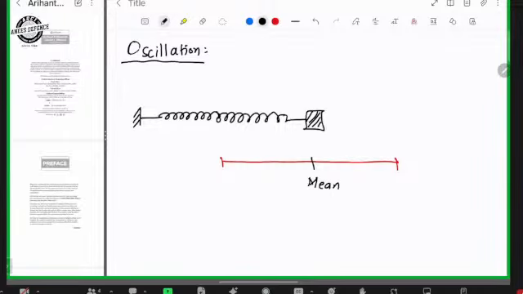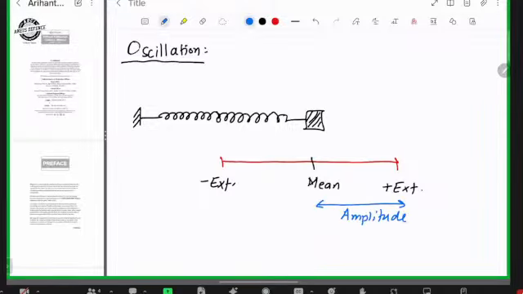Now if I stretch the block and release it, due to the spring it will oscillate to and fro. This position is called the positive extreme position, and that position is called the negative extreme position. The distance between the mean and extreme position is called the amplitude, denoted by capital A.